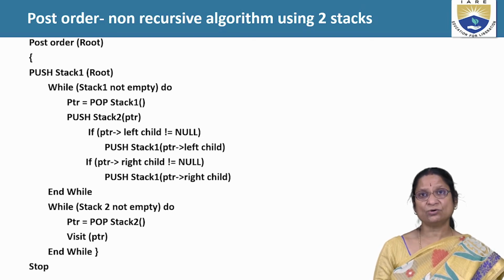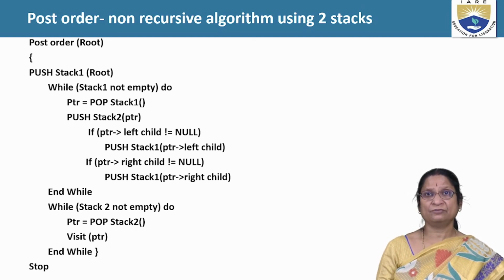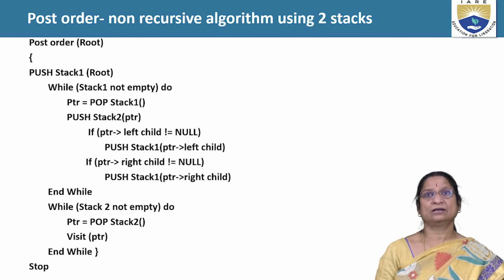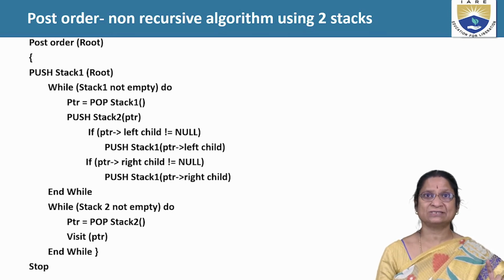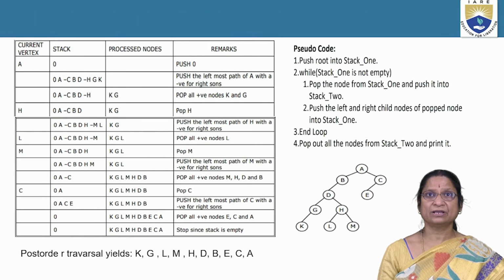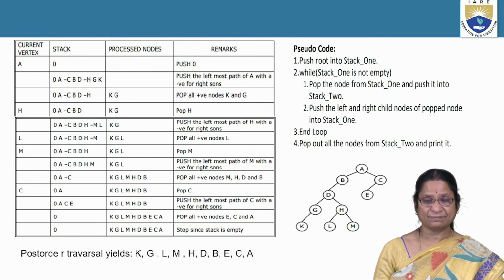Or as I told you, if each node has only positive values, instead of using two stacks, we can use a single stack. If it is a right child, it is pushed as a negative value. If it is a left child, it is pushed as it is. We will demonstrate this with an example.